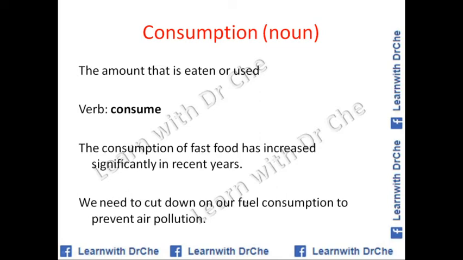We need to cut down on our fuel consumption to prevent air pollution. Cut down on, this is a good phrase. To reduce, to cut down on, to reduce our fuel consumption to prevent air pollution.